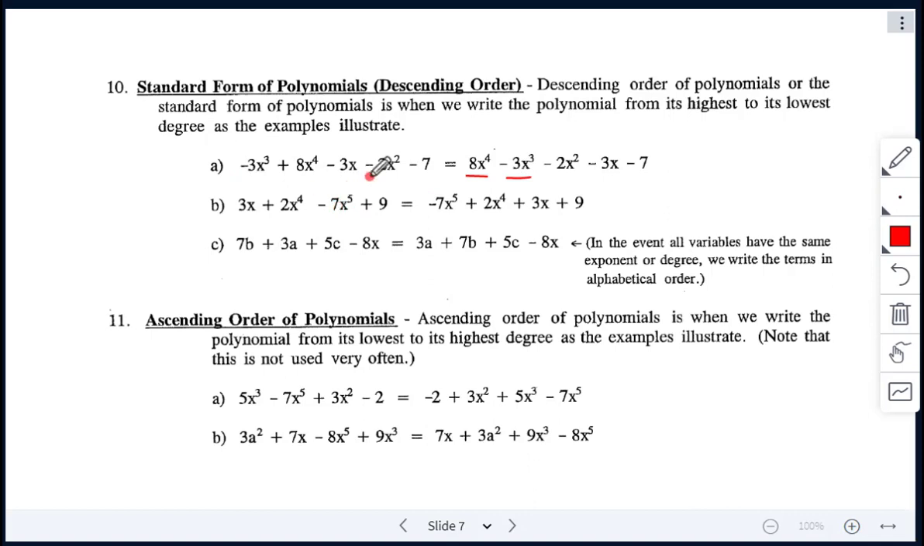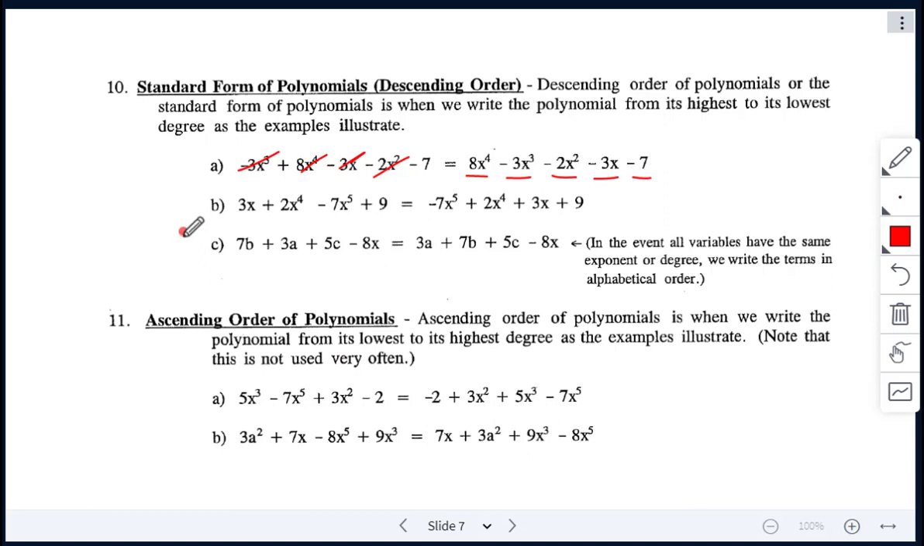Next, we have negative 2x squared. Notice you have to take the sign in front of the term, right? So this is a negative 2x squared. So we've taken the 3x cubed, 8x^4, negative 2x squared. Next, we have the negative 3x placed next. And lastly, we have the constant, which is negative 7. There are 1, 2, 3, 4, 5 terms in this expression, so therefore it is a polynomial.